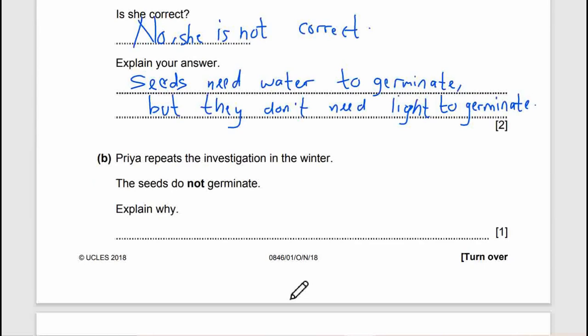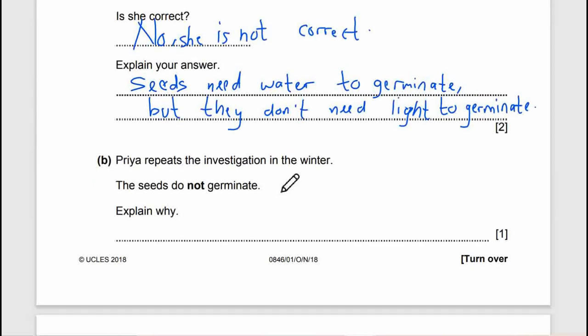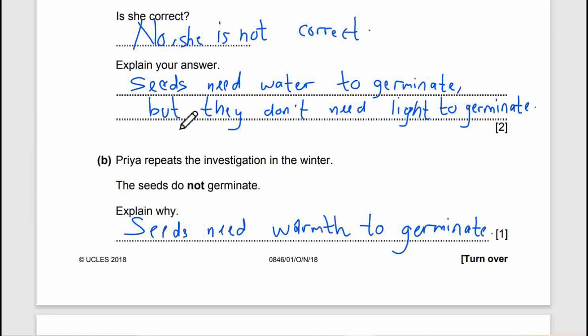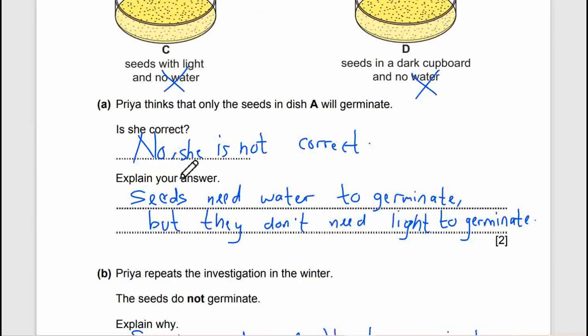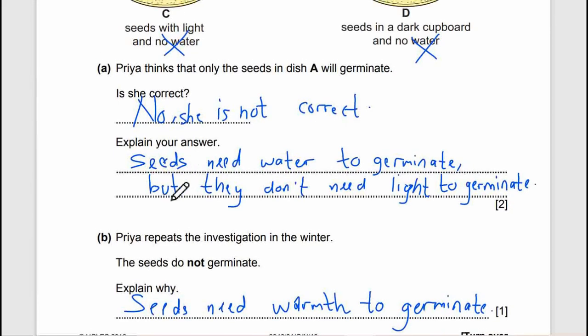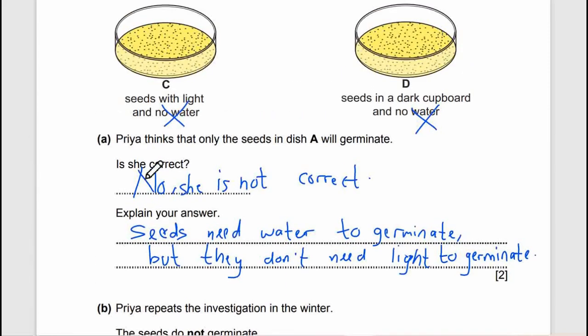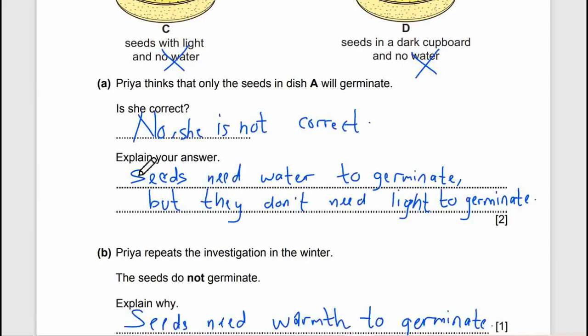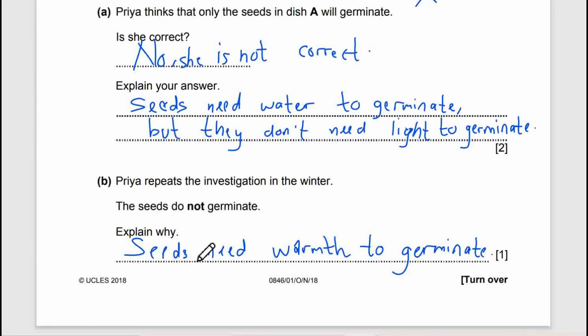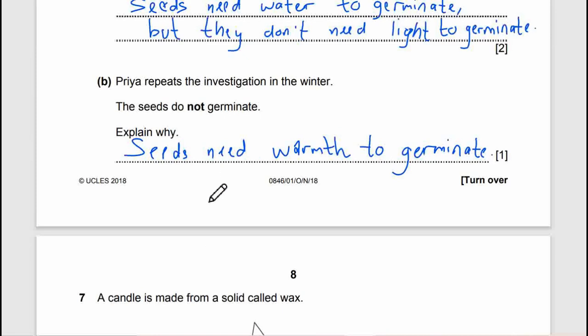Right, number B, Priya repeats the investigation in the winter. The seeds do not germinate. Why? Because seeds need warmth to germinate. Why do seeds need warmth to germinate? Because the seeds need to activate the enzyme, and the enzyme will be involved in the metabolism of the seed, so the seeds can germinate. In a cold winter, the enzyme will not be active and the metabolism will not be effective. That's why seeds need warmth to germinate.